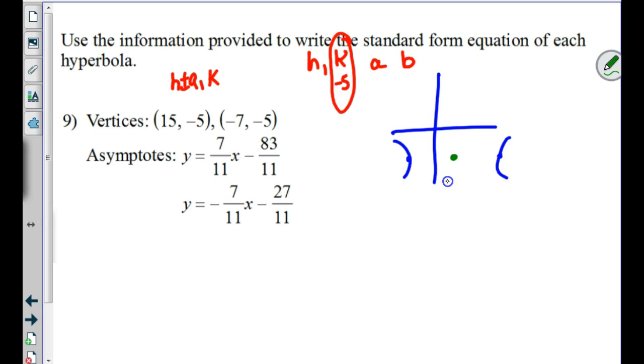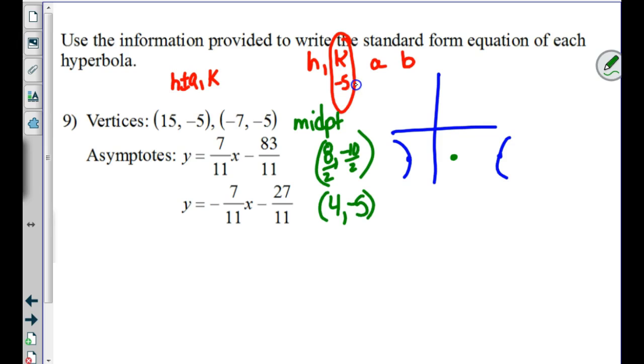Joey? Midpoint? Does that make sense, guys? So 15 plus -7 is 8. And then the other one would have been -10 over 2. So we would end up with 4, -5.